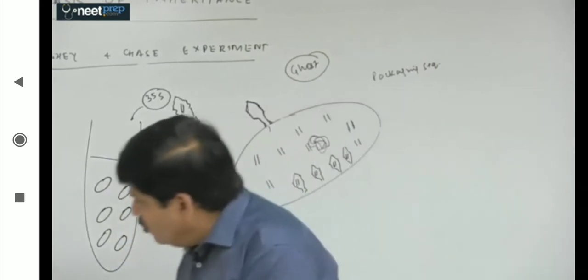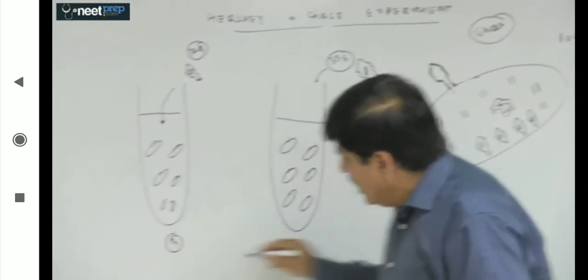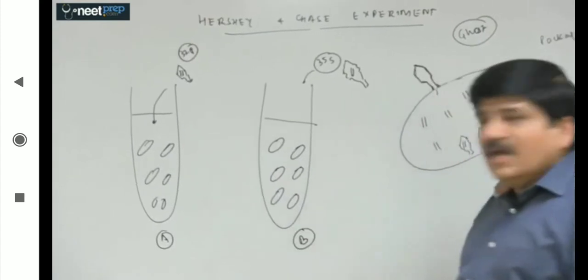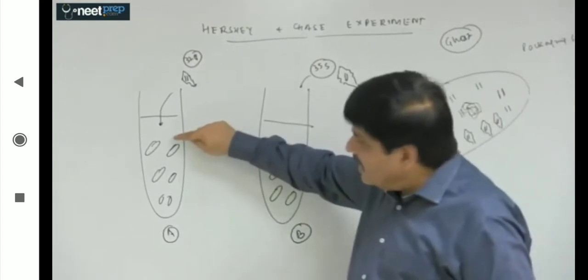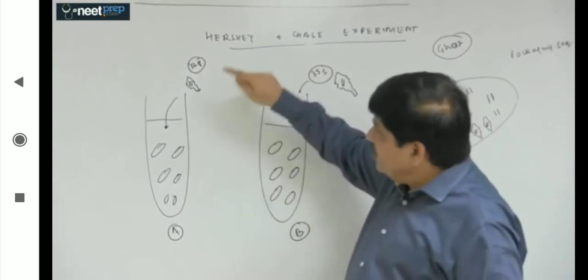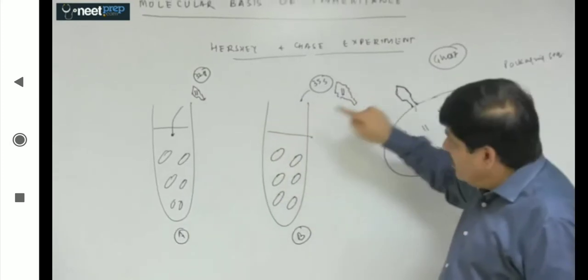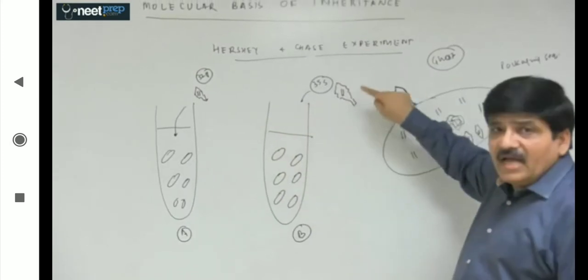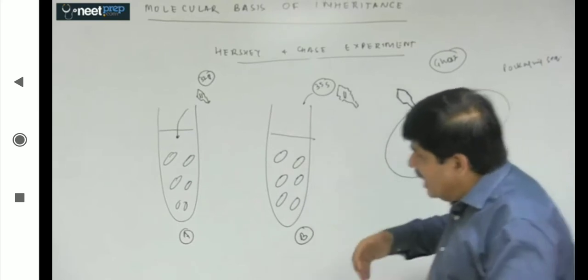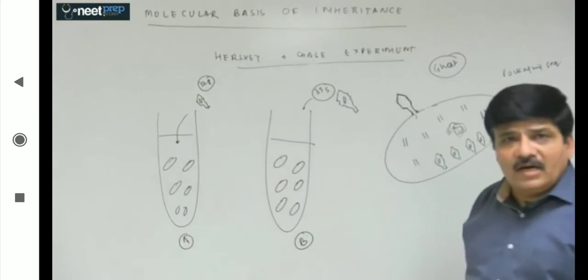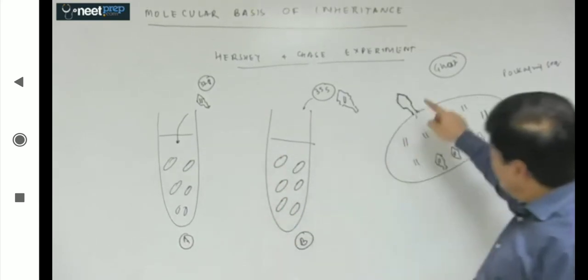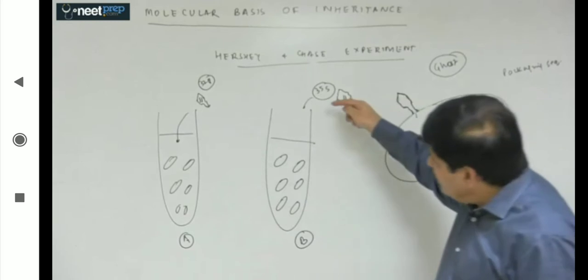So in this test tube which we are labeling as A, and in this test tube which we are labeling as B, here we have added the bacteriophages with radioactively tagged DNA, and here we have added bacteriophages with radioactively tagged protein, and we are allowing the infection to occur, which means we are looking for these ghosts. So what is going to happen?